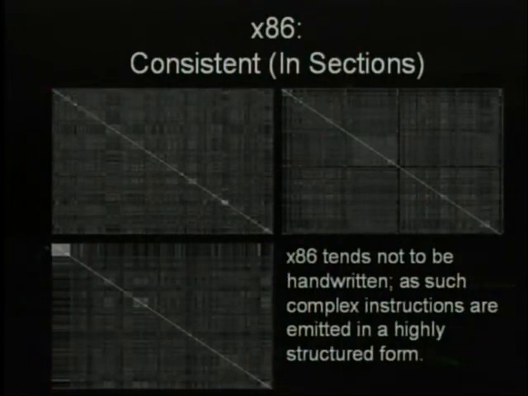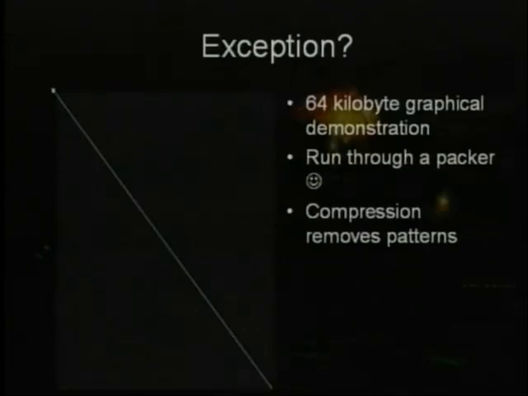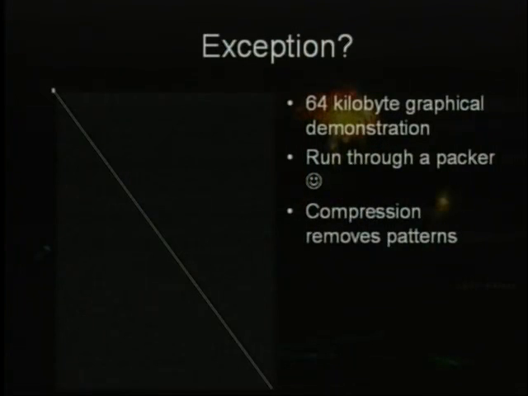x86 is actually pretty consistent in sections. It tends not to be handwritten. There are exceptions in this room. So as such, complex instructions are emitted in a pretty regularized form. There's an exception. Someone said, you should totally grab some really tight hand-coded assembly. And I'm, of course, demo scene. Awesome. So I grab a 64K demo, and you know how you don't see anything there? Well, that's because it's just a big mass of gray. You know what compression does? Takes all those nice patterns that you were looking at and just gets rid of them. So you've got this little tiny block of x86 at the beginning, and the rest of it's just unpacker stuff. So you can pretty quickly see packed code.